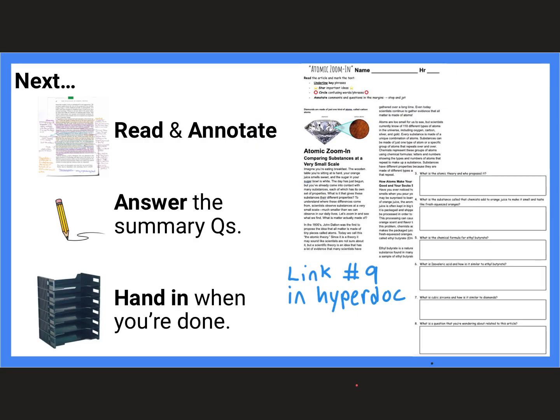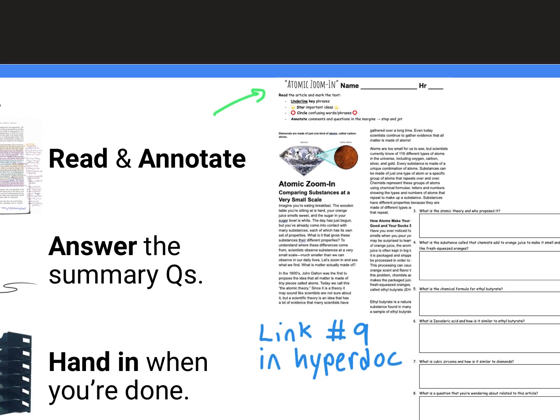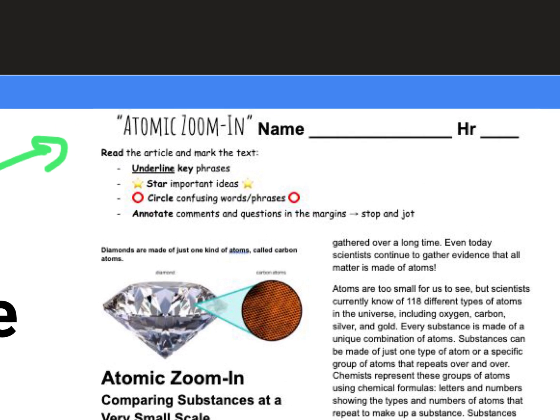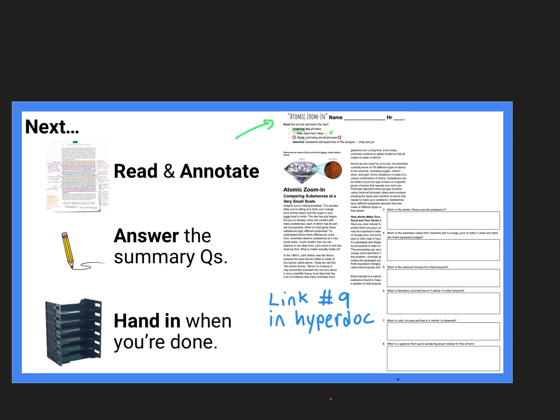All right, next, what you're doing today and for the rest of this hour is you're taking a look at the handout that you got at the door, Atomic Zoom In. And I want us to remember how to annotate. So underline key phrases, star important ideas, circle confusing words or phrases, and annotate any comments or questions you have in the margins. Do a little stop and jot.